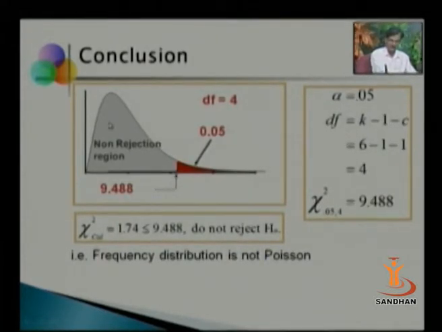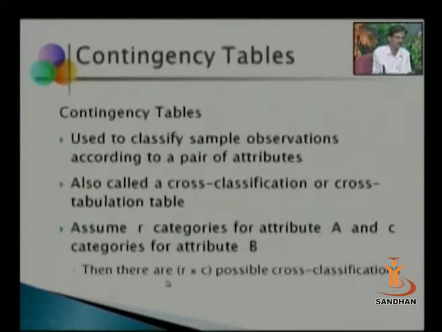So here again we have the same type of graph, chi-square graph. Here this red portion is the rejection region, and this gray portion is the acceptance region. The calculated value is 1.74 and the tabulated value is 9.488. So calculated is less than table. It means that we do not reject the null hypothesis, right? That means we accept the null hypothesis. So the frequency distribution is not Poisson distribution.